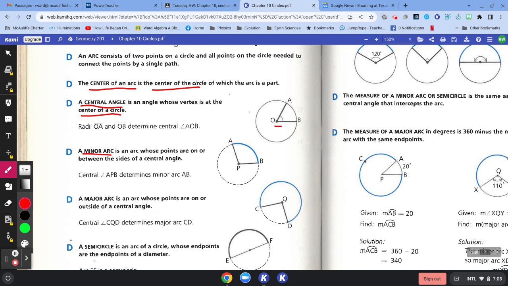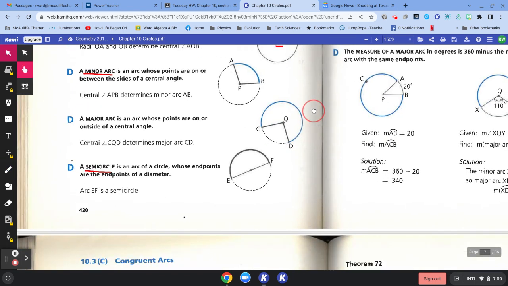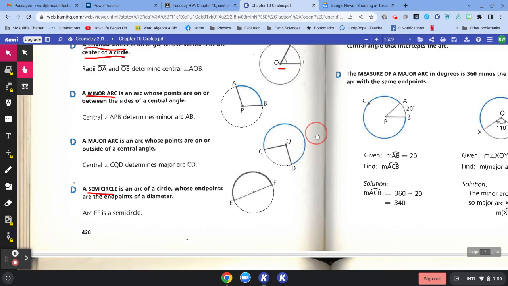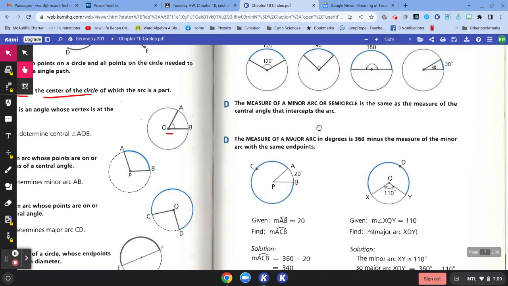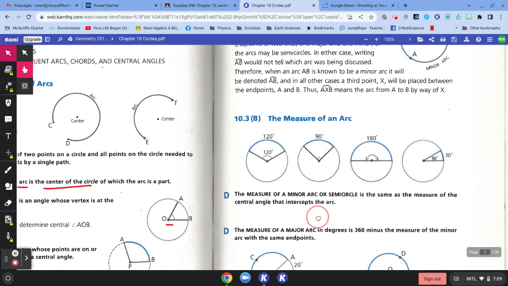And then here we have a semicircle, which is an arc that has its endpoints on a diameter. Okay, so it is 1/2 of a circle. Semi means 1/2. Okay. So those are some key ideas about arcs. All right, now we're going to get some symbols that you're going to start seeing.